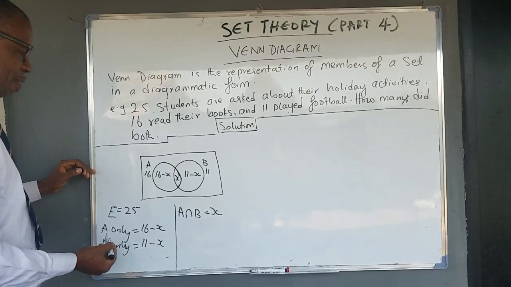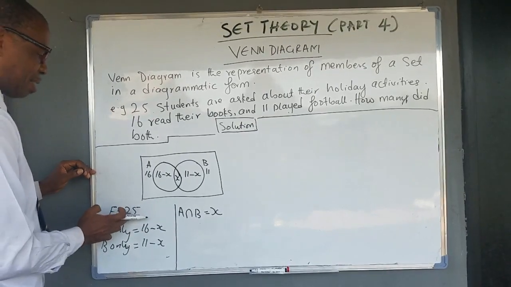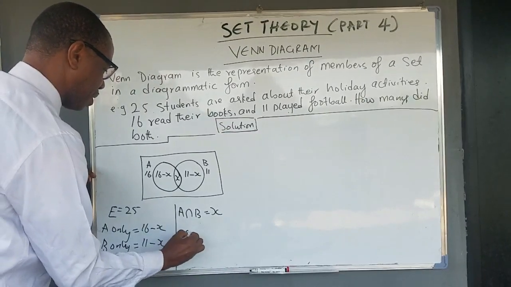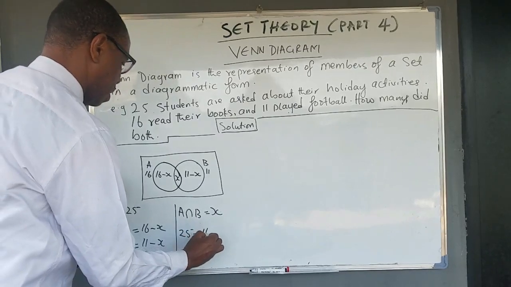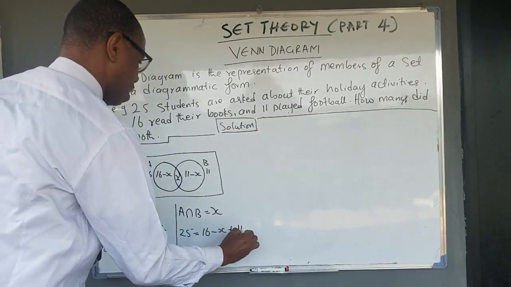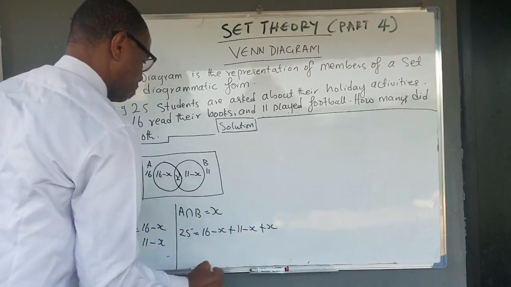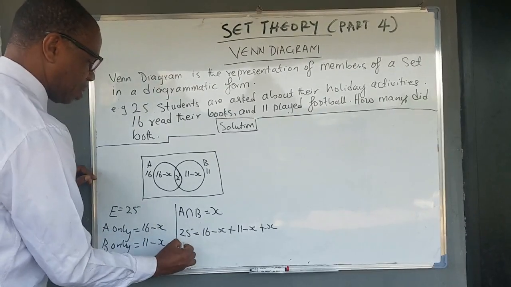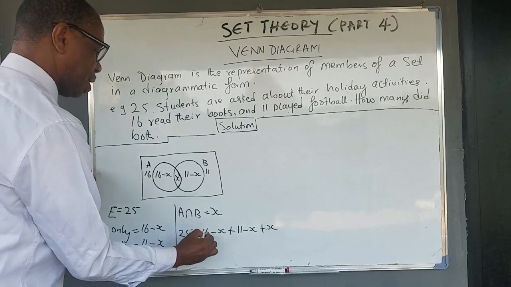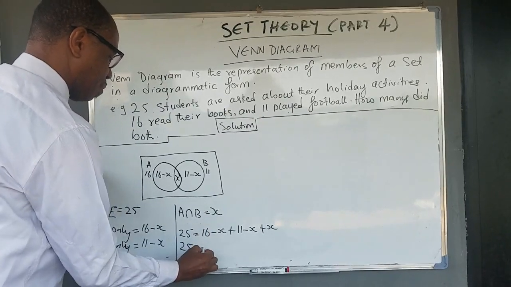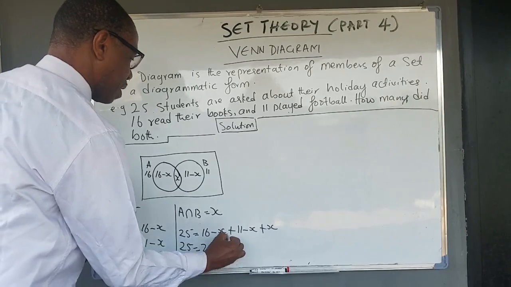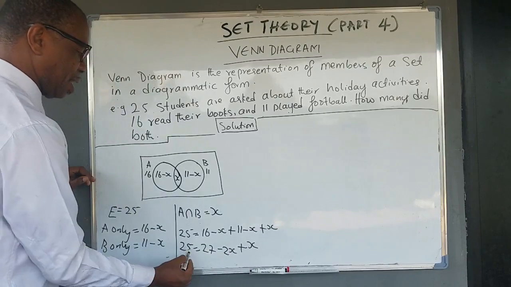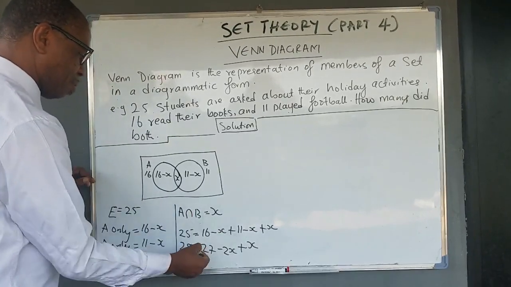So to get the value, I'll equate it to the number of people in that set, which is 25. That means I can put it this way: 25 is equal to 16 minus X plus 11 minus X plus X. Now, let me collect like terms. 25 is equal to 16 plus 11, which gives us 27, minus X minus X, which gives us minus 2X, plus X. Then we can collect like terms; this one will come over to this side.